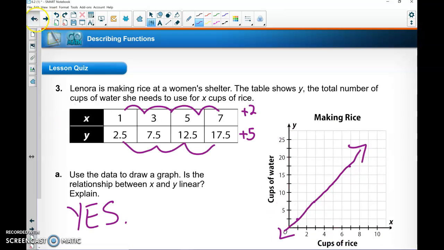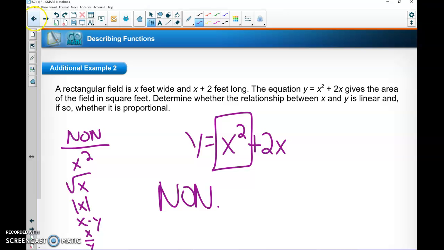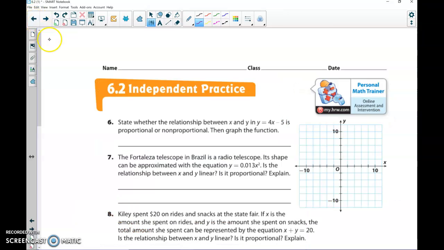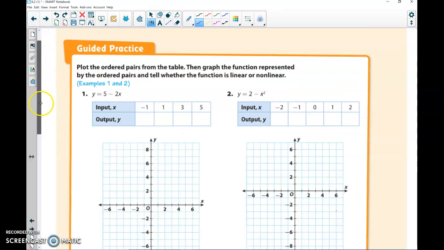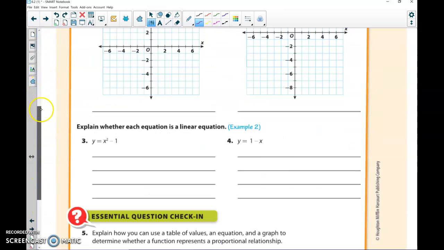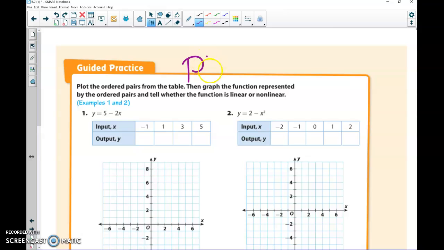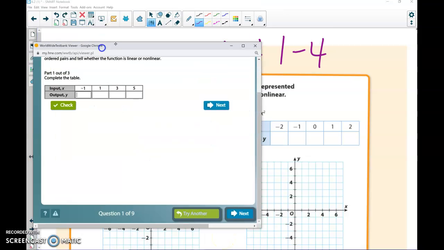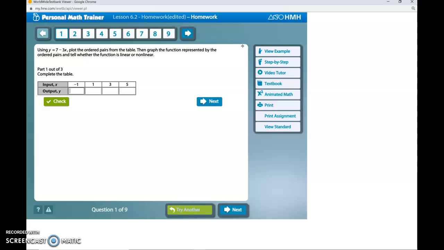All right, so now for homework, it's going to be a little weird. You don't usually do something like this, but you're going to do these 4 questions on page 164. So you're going to do questions 1 through 4. And then you're going to go over to your PMT here. So here's your 6.2 PMT. You can see there are 9 questions. You're going to pick 4 of these questions.